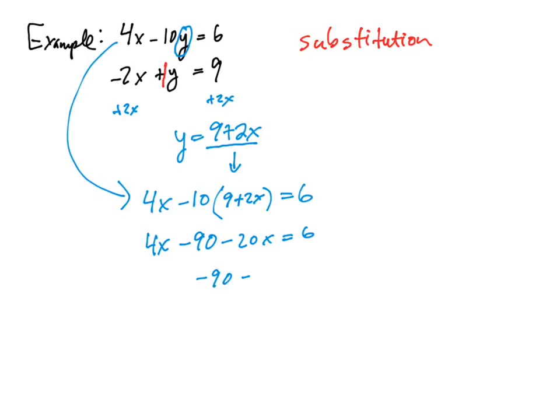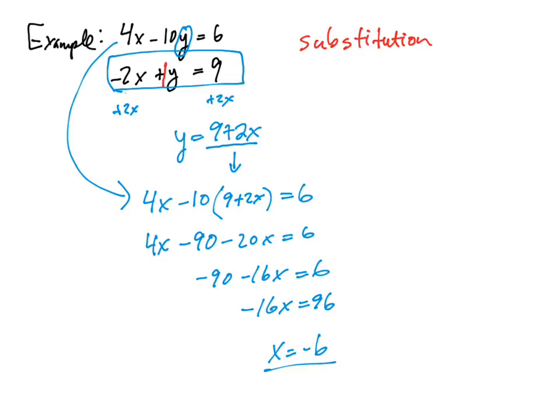Negative 90 minus 16x is equal to 6. Add 90 to both sides, we get negative 16x is equal to 96. Divided by negative 16, x is going to equal -6 here. Alright, and then just like in the elimination method, once we solve for one variable, we substitute that into either of the equations. Again, it doesn't matter which equation we use. I'll use the second equation this time.